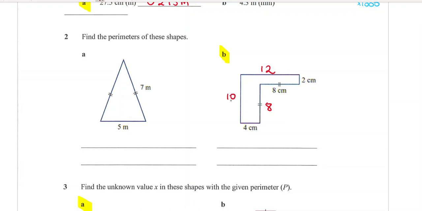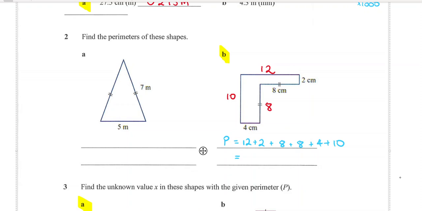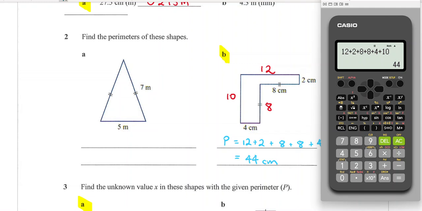So make sure you have nothing missing, and once you've got them all, we're going to write P for perimeter equals, and we just go around the shape and add up all the sides. 12 plus 2 plus 8 plus 8 plus 4 plus 10. And then add them all up. 4 plus 10. It's hard to see when they're all underneath. 44. That will be in centimeters.